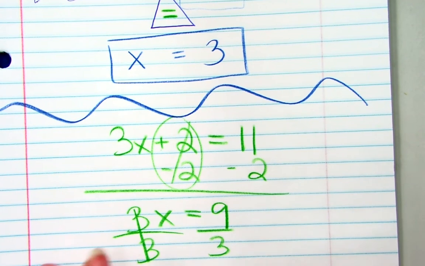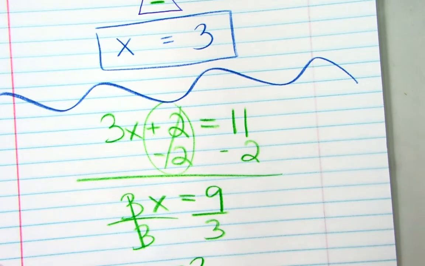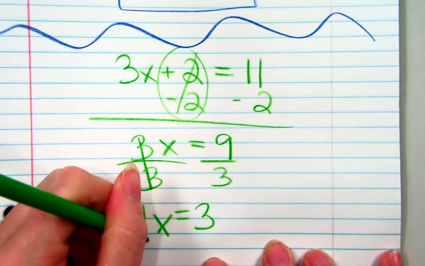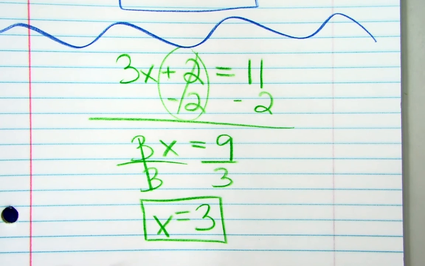Okay? Then I need to find x, so I'm going to divide both sides by 3. And I'm going to get x equals... So 9 divided by 3 is 3. Okay, and that gives me my answer. Okay, these just take practice for you to get really comfortable with.